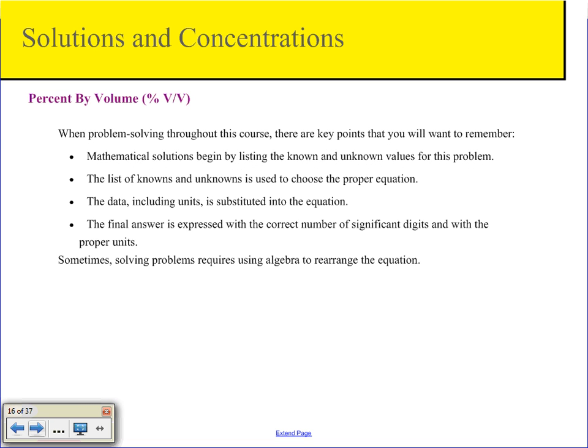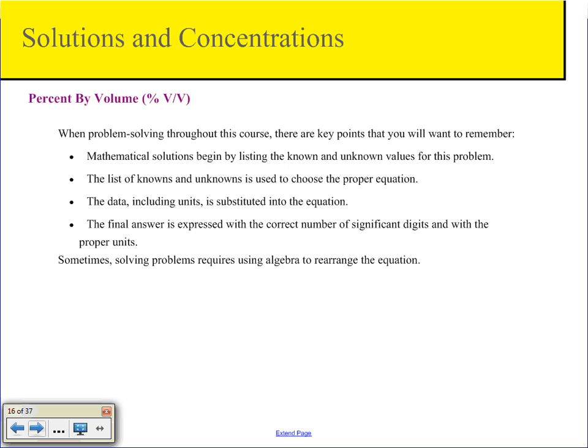So when problem solving throughout this course, there are key points that you will want to remember. Point 1, mathematical solutions begin by listing the known and unknown values for the problem. That is very, very important. Secondly, the list of knowns and unknowns is used to choose a proper equation. So we need to list these, and that's what helps us decide what a proper equation is. Third, the data, including units, is substituted into the equation. The final answer is expressed with the correct number of significant figures with the proper units.